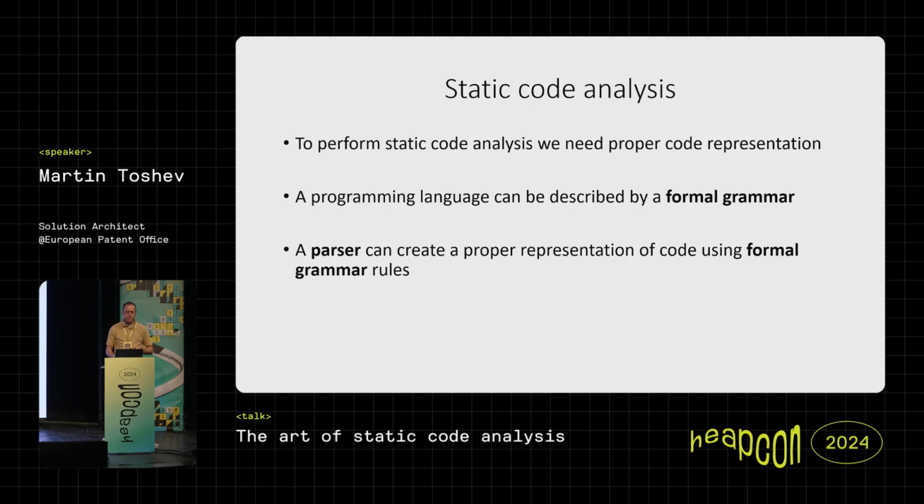Now, to perform static code analysis, we need to have proper representation of our source code. In older days, people tended to write their own parsers for the particular language, whether it's Java or any other language. There weren't that many tools or frameworks that you could use to parse the source code, build some proper model for that source code, and analyze it. And typically, a programming language can be described by a formal grammar. A parser typically generates proper representation of the source code based on a formal grammar.